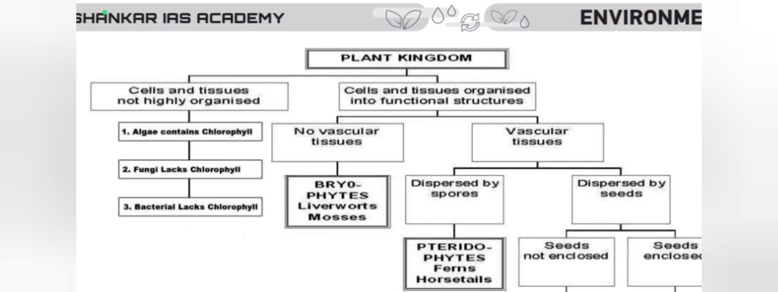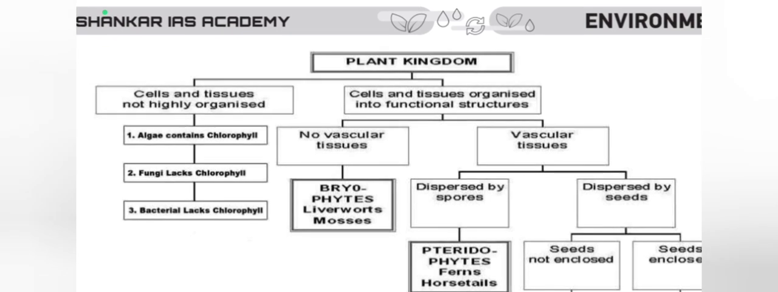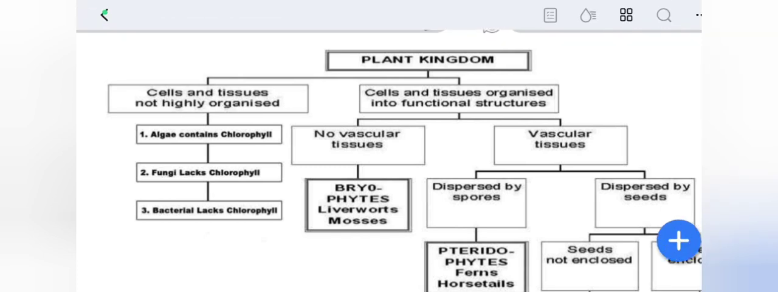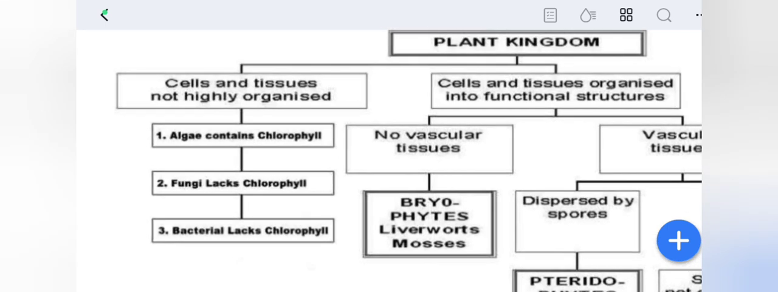Very important. The plant kingdom is divided into 2 parts: cells and tissues not highly organized, and cells and tissues organized into functional structures. Not highly organized, simple body cells: algae contain chlorophyll. Fungi lack chlorophyll. Bacteria lack chlorophyll. Only algae contain chlorophyll.